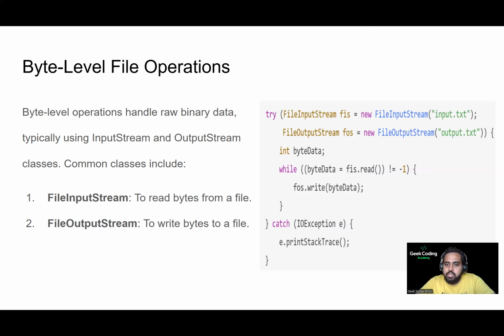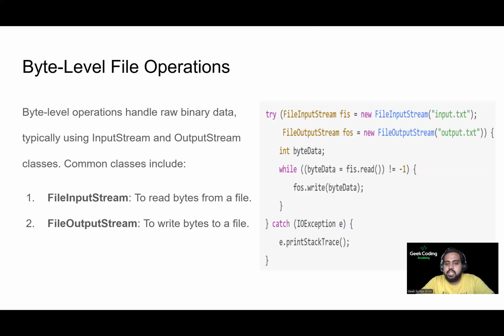Okay. So in the try, I'm using the FileInputStream class, where I'm passing the file name input.txt. So I'm telling the program that there is an input.txt file. I'm just giving that information to my FileInputStream. And for FileOutputStream also, I created an object, and I'm giving the information that output.txt is the output file.